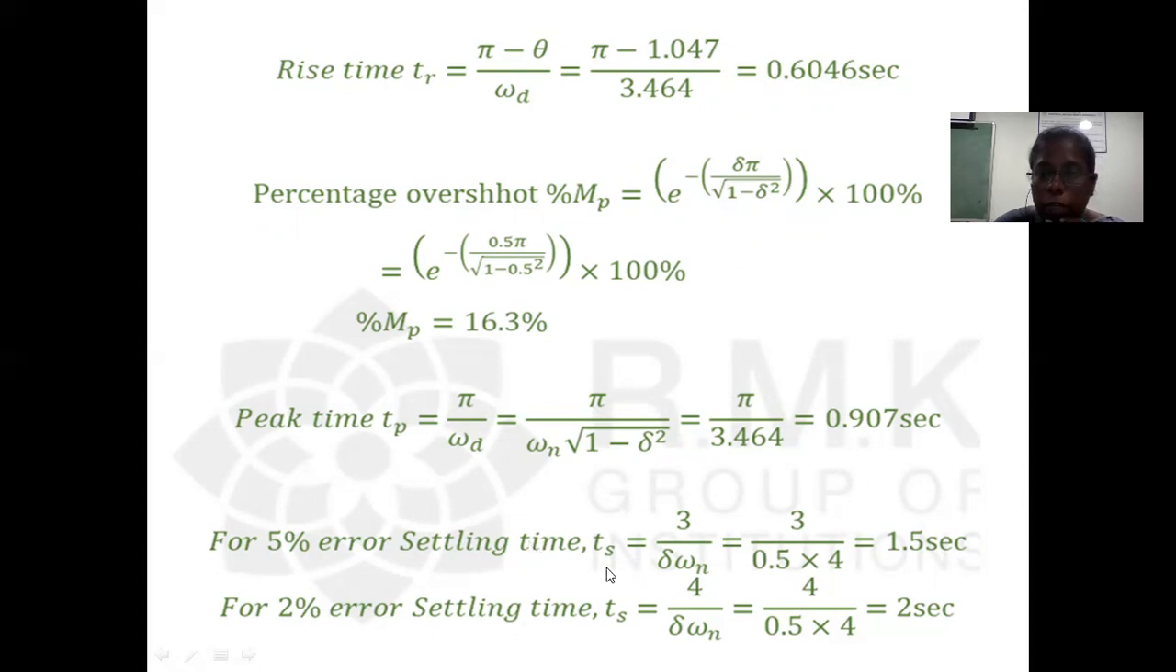And for settling time, here we have two criteria. One is for 5% error, the other is for 2% error. For 5% error, the formula is 3 by eta omega n. Substitute the eta value and omega n value, and we get the settling time as 1.5 seconds for 5%. And for 2%, the formula is 4 by eta omega n. Substitute eta and omega n, and you get 2 seconds.